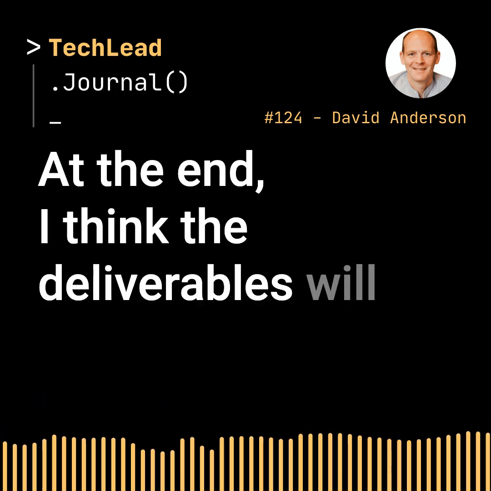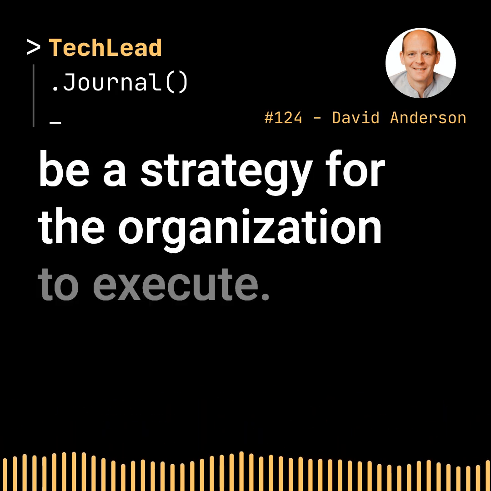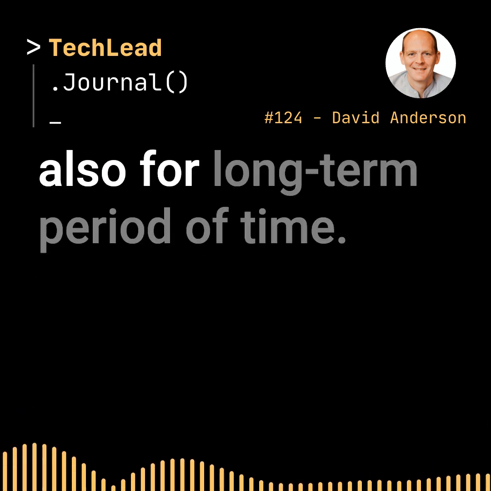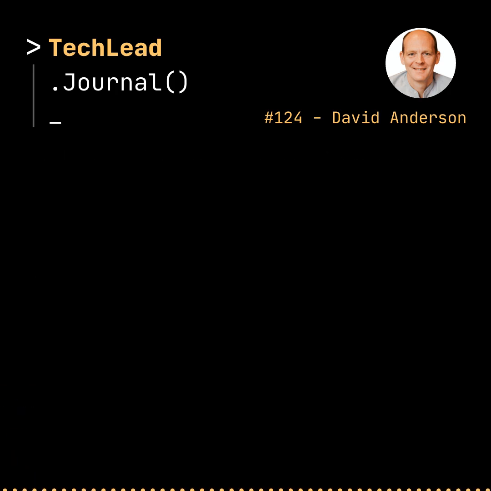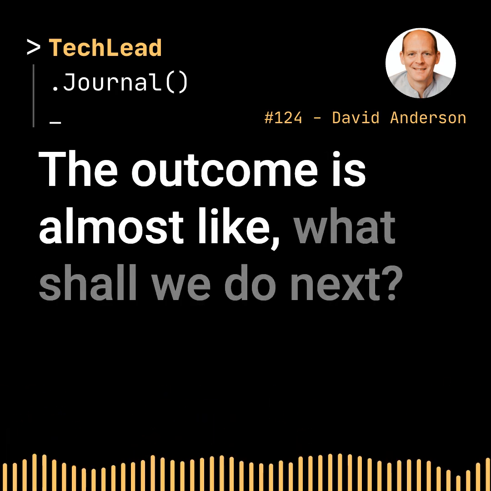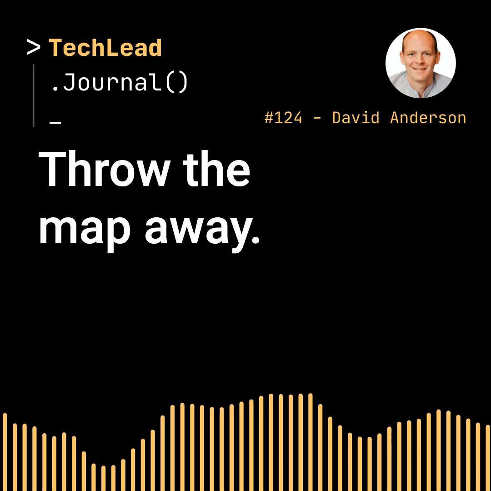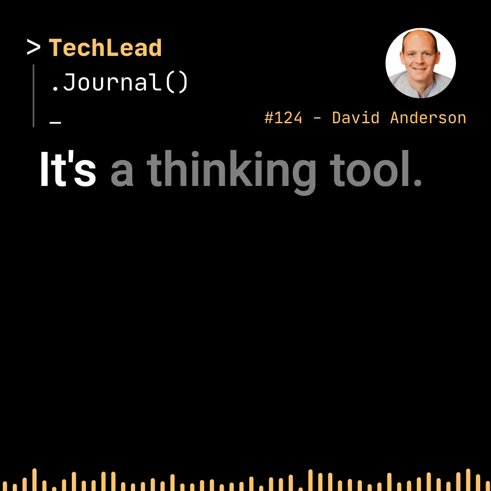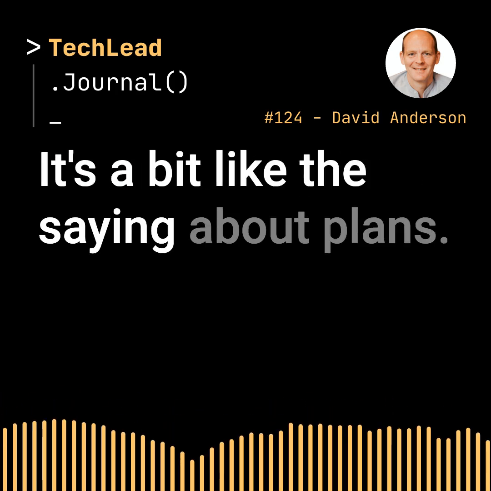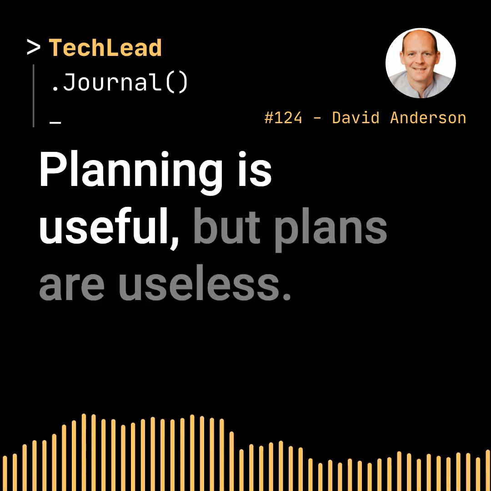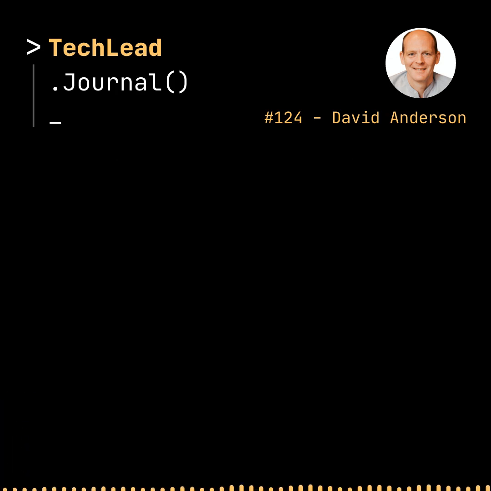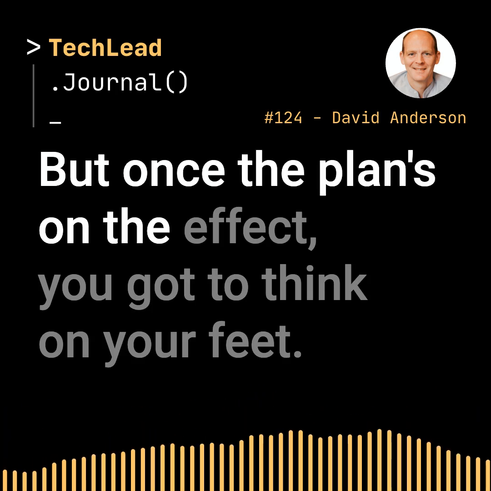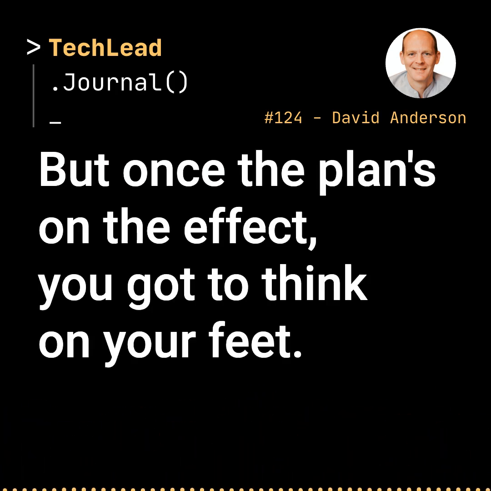At the end, I think the deliverable will be a strategy for the organization to execute. It could be for a short period of time, or it could also be for a long-term period of time. Yeah, the outcome is almost like, what shall we do next? Throw the map away. The map represents a story. You're not creating a model. It's a thinking tool. It's a bit like the saying about plans: planning is useful, but plans are useless. The action of planning is very important, but once that plan comes into effect, you've got to think on your feet.